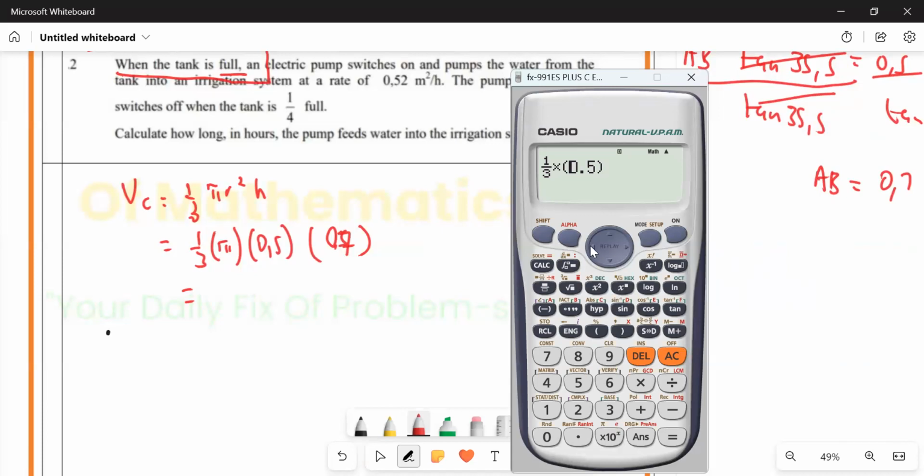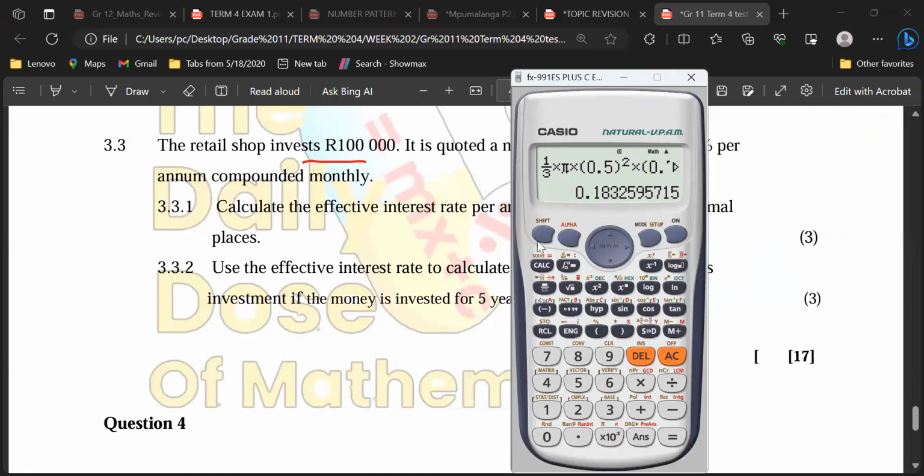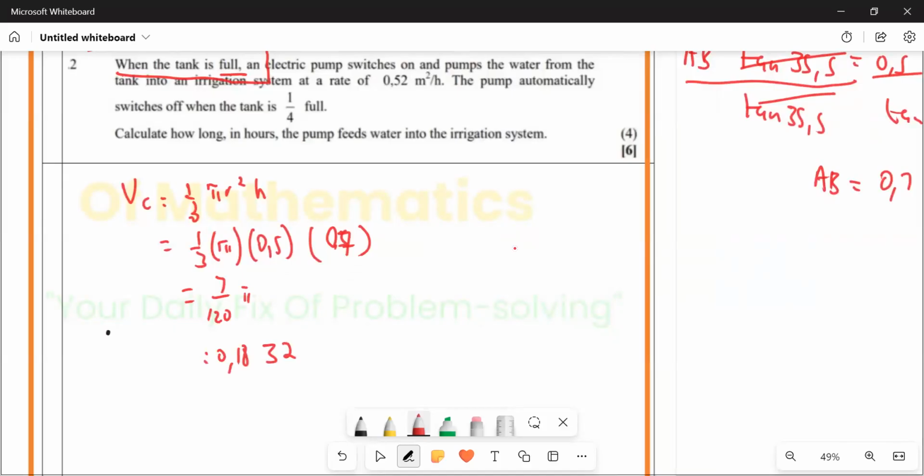Okay, let's start with the pi first. Multiply by shift pi. Multiply by 0.5, and then this one we square it. Squared multiplied by 0.7, like this. And then we get 7 all over 120 pi. And then if we round this off to 2 decimals, it gives us 0.18. 0.1832. And then this is going to be meters cubed, like this.